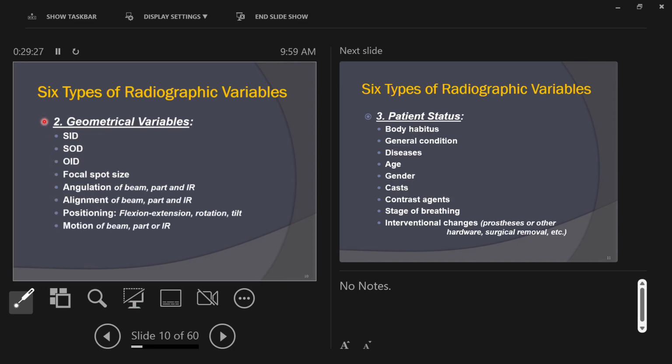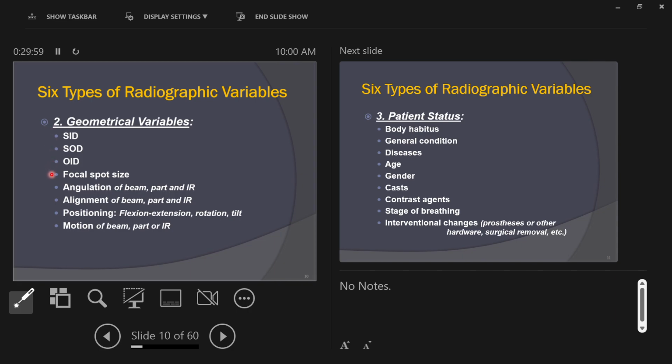Category 2 are geometric variables. What do they mean, geometric variables? What would a geometric variable change? The shape of something, right? Geometry deals with shapes, right? So source to image distance, source to object distance, and object to image distance all affect shape. More accurately with these three, they affect the size of the image, but size and shape are in the same category. They're geometry. So SID, SOD, OID affects size.